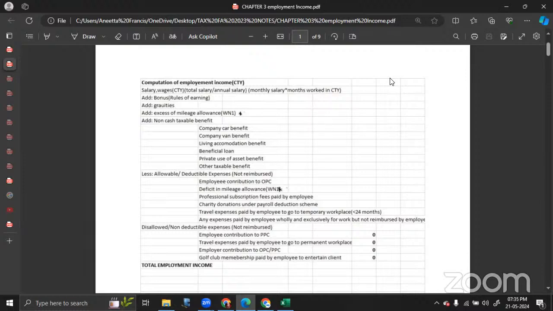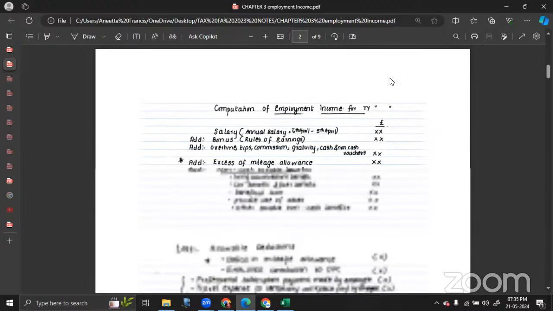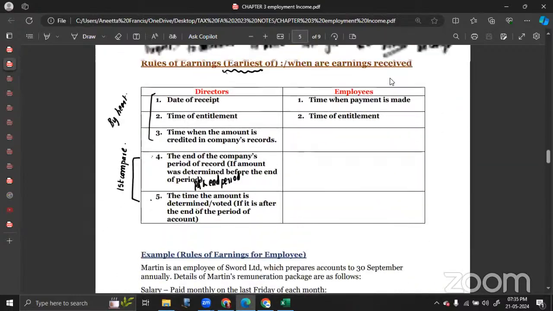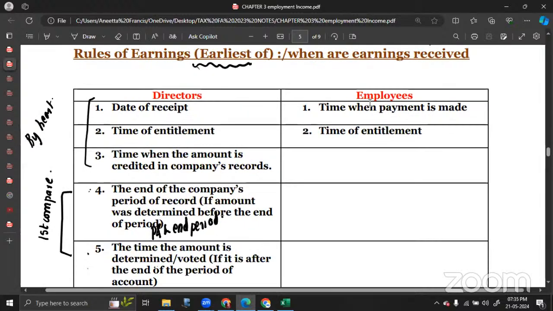You can add bonus, and when you take the bonus, just keep in mind the rules of earnings. The rules of earnings are pretty simple. If you are an employee, you need to check to which tax year you have to show your bonus income. The rule is it is the earlier of the payment date and the entitlement date. So in the question, you have to see the payment date and the entitlement date for an employee, and you have to check the earlier date.